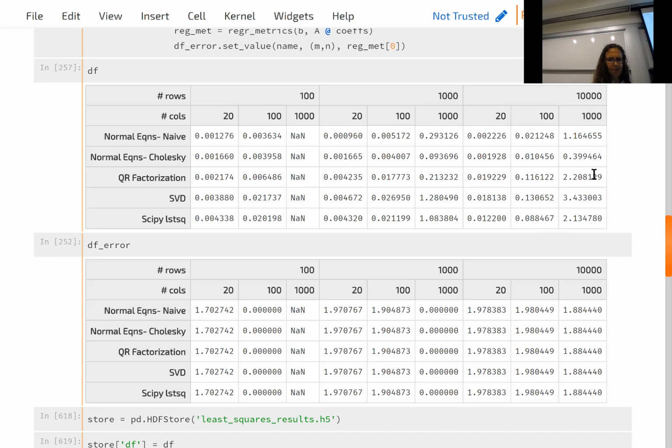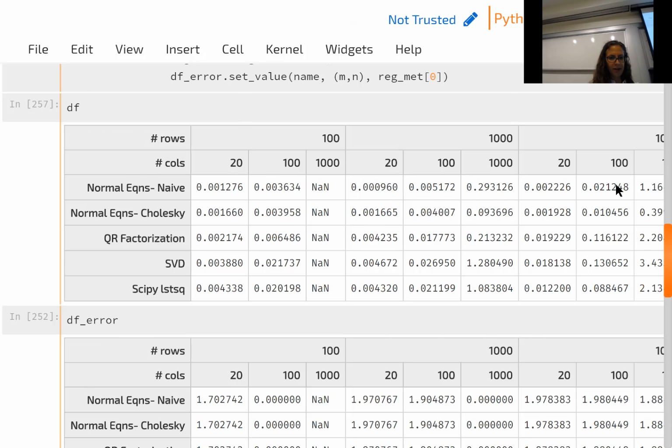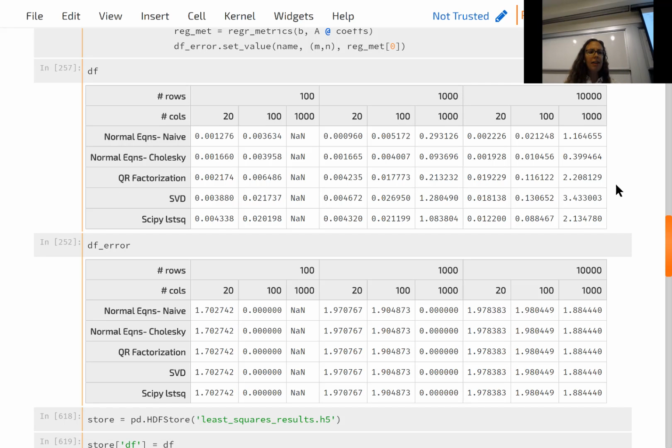So here, this first table. Is this a good size? Let me go maybe one bigger. No, that's too big to fit. The SVD is still, for most of these, a little bit slower than the others. Here, though, you'll notice SVD is slightly faster than QR in the case that's 1,000 by 20. We've got 0.019 compared to 0.018 for SVD.